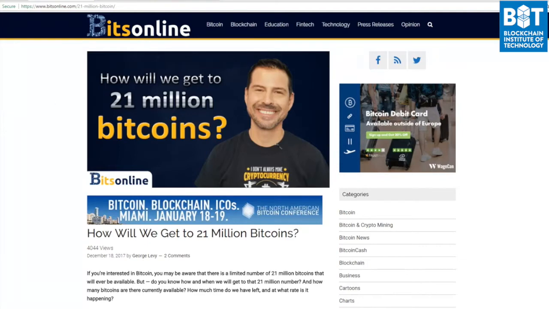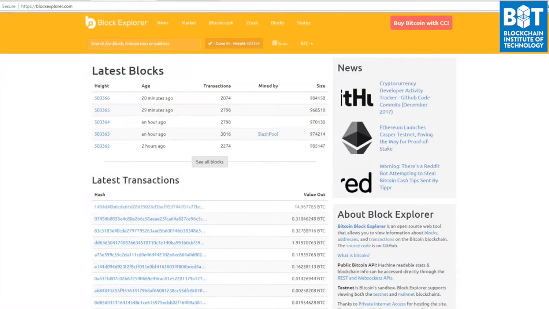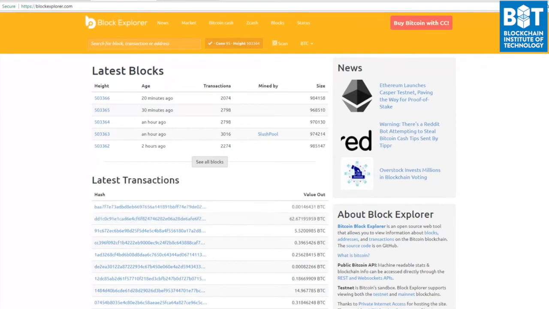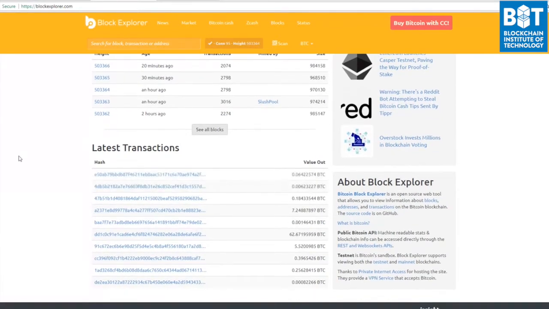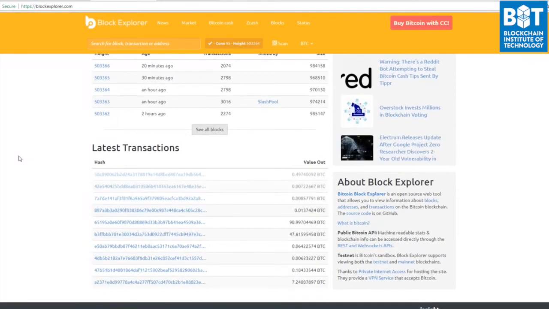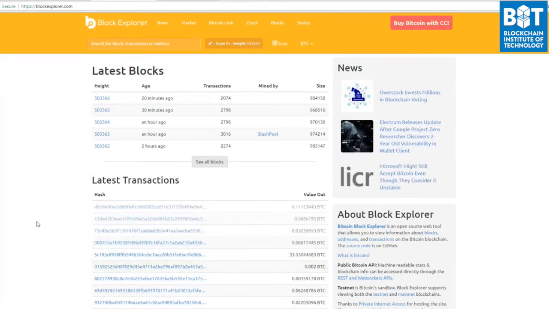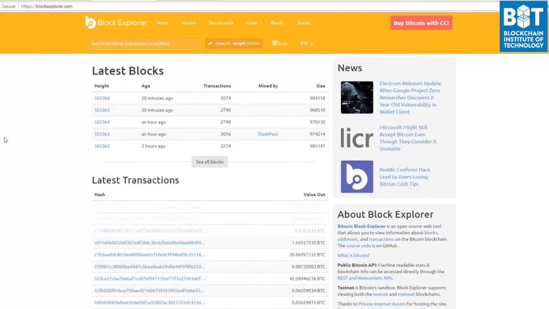To do that, I want to take you to blockexplorer.com, which is a public block explorer where you can really see what's going on inside the Bitcoin network. It keeps track of all the latest transactions. So what you're seeing here are latest transactions being added to the Bitcoin network. And it also keeps track of the latest blocks. What the Bitcoin miners do is they group these transactions and they assemble and create new blocks, which get added to the Bitcoin blockchain. In exchange for doing that, they get compensated and they receive a reward.